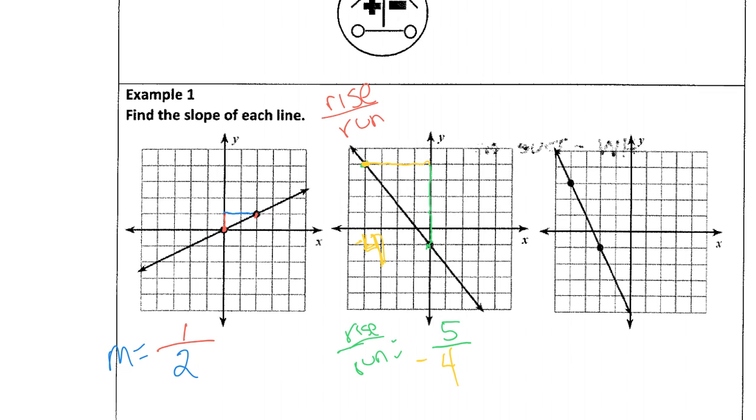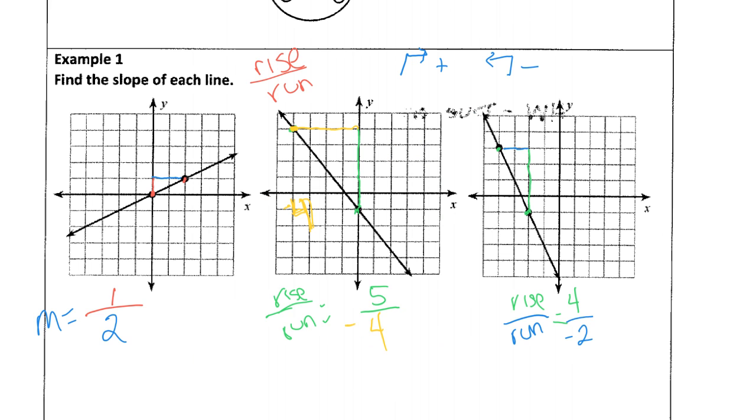Okay, so when it goes up and to the right, it's a negative. When it goes up and to the left, it's a positive. So maybe let's write that down. Up and left, positive. Up and right is negative. All right, I want you to try this last one for me. So take a moment, try the last one, and unpause.